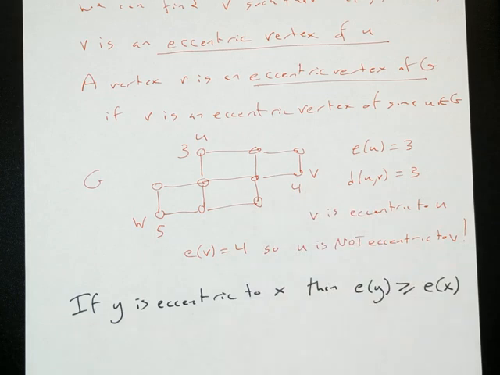The eccentricity of Y has to be bigger than the eccentricity of X for Y to be eccentric to X, because this X furthest away thing is Y. But there might be things further away from Y if I go in a different orientation. I can't get any further from X, so this can't be any smaller, because the distance from X to Y is at least this number.